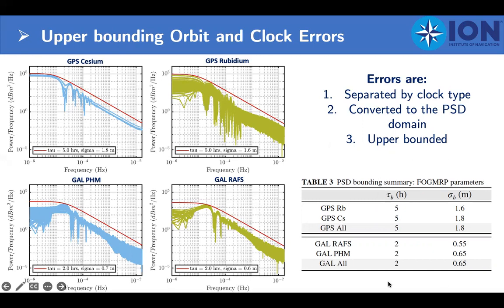Now, if we look at the table, which represent the parameters, the bounding parameters, we can see that the rubidium clocks for both the GPS and the Galileo have lower errors. And so separating the errors by clock type could prove to be useful.